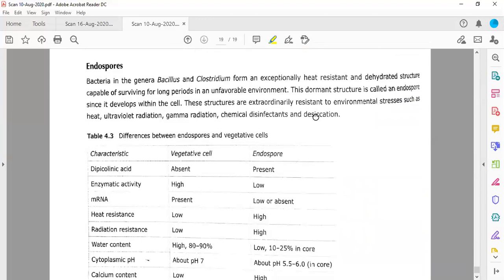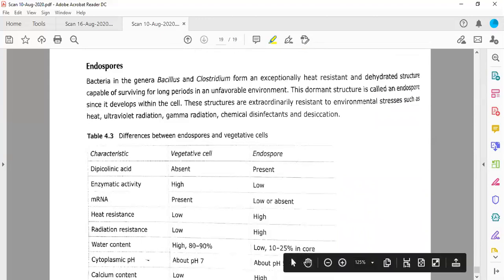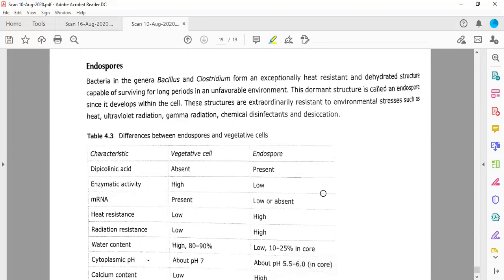Okay, so the next topic which is given in your Pathfinder is endospore. Why is it called endospore? Because not all bacterial species make endospores, first of all. Second, it is called endospore because these are formed inside the cell. Endo means inside. Spore means a kind of structure which is very resistant to environmental stresses, for example, UV radiation, heat, cold, and so on.